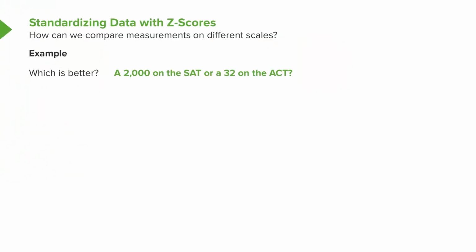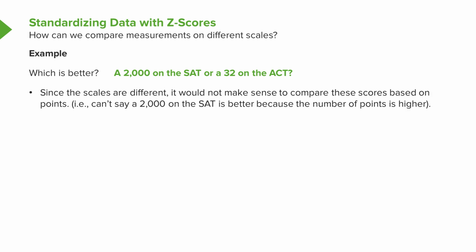One question we might want to know is which is better, a total score of 2,000 on the SAT or a total score of 32 on the ACT? Since the scales are different, it wouldn't make sense to compare these scores based on points. For instance, we can't say that a 2,000 on the SAT is better than a 32 on the ACT just because the number of points is higher.